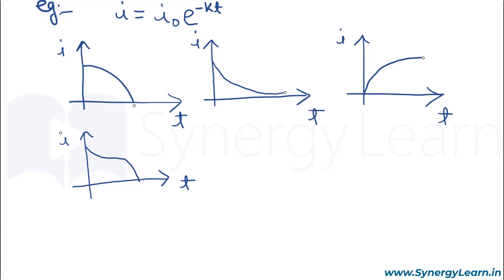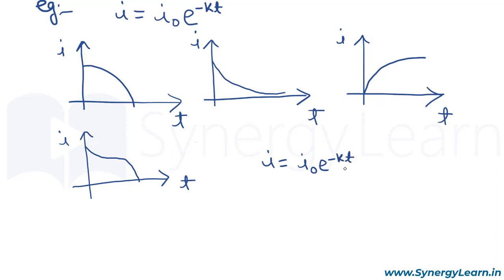So among these options, let us analyze the expression I equals I naught e power minus kt. So at t equals 0, that is the initial point, current has value I equals I naught. That means the graph will not start from 0, therefore the third option is incorrect.